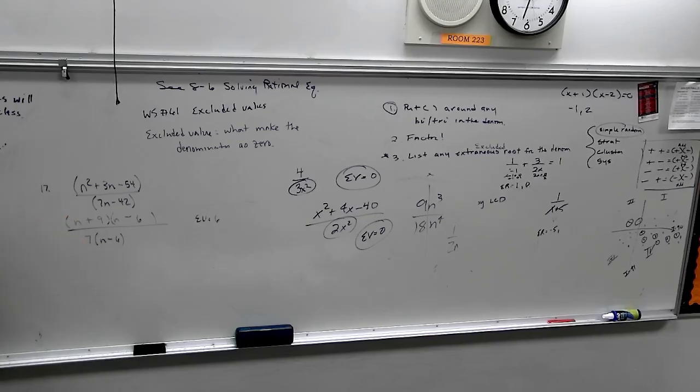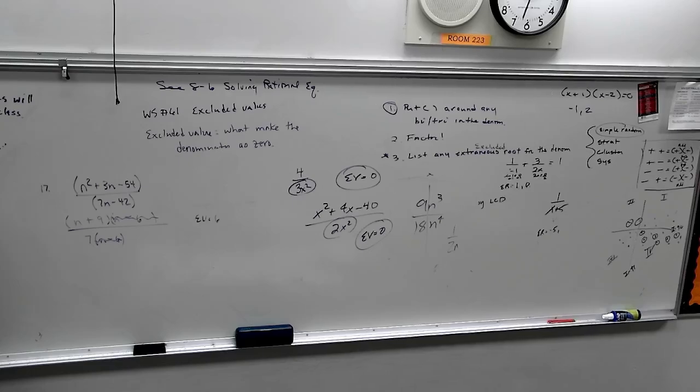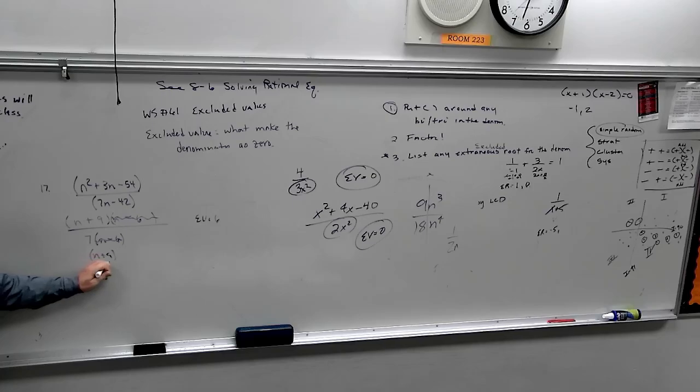Now we get to cross stuff off. What can I scribble out? N minus 6, n minus 6, and what's left for our final answer? N plus 9 over 7. So we're doing exactly what we did yesterday. It's just that you have to state your excluded value, and you state it before you scribble stuff out. There you go. That's how the rest of them are done.